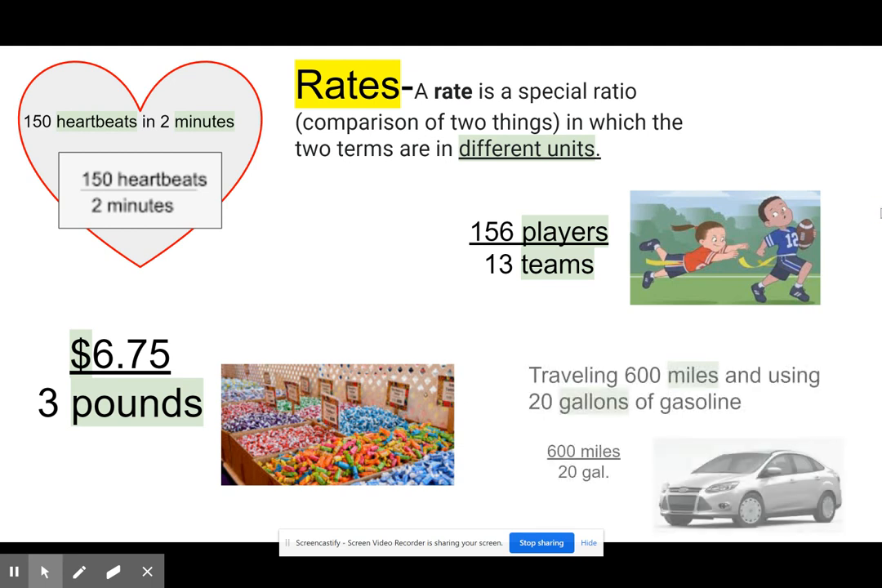Last example of a rate, traveling 600 miles and using 20 gallons of gasoline. That's a rate in which a car uses a certain amount of gasoline for a certain amount of distance they go. So 600 miles to 20 gallons. Miles and gallons, two different units.